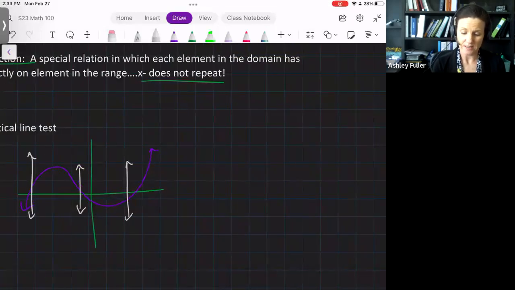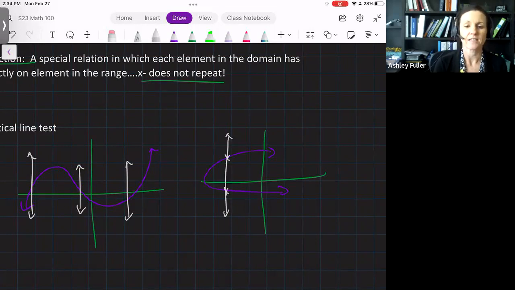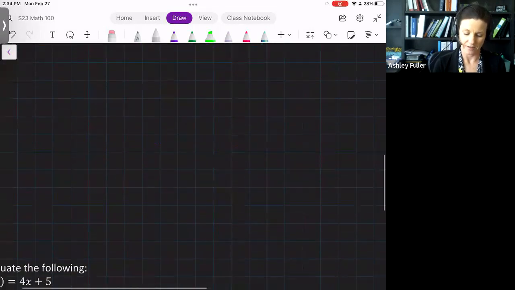In contrast, if I have a graph that looks something like this, I can draw a vertical line here, and it hits the graph twice. Thus, x repeats, and it is not a function.